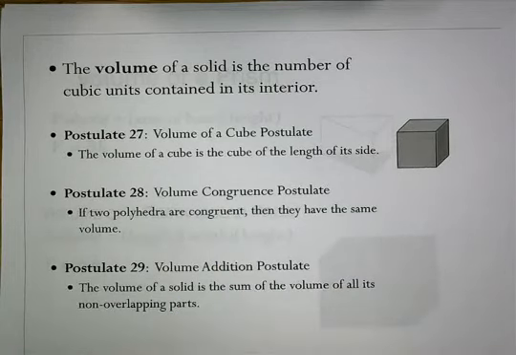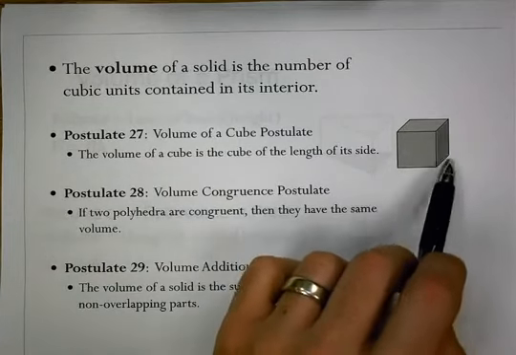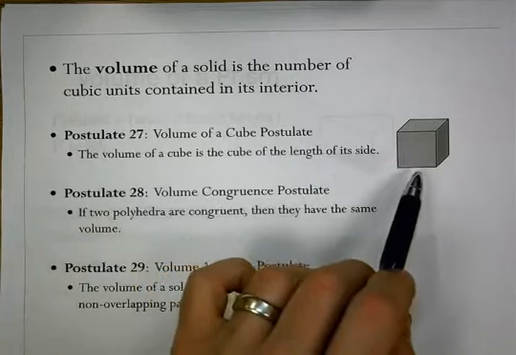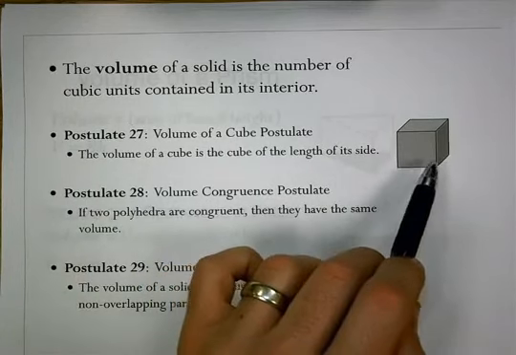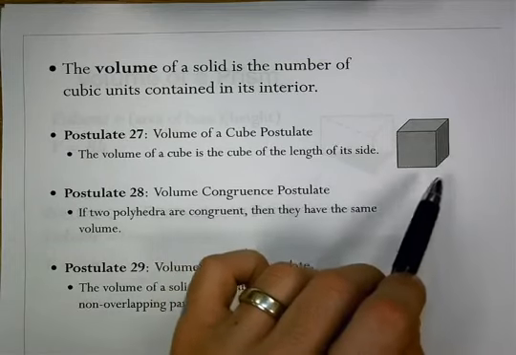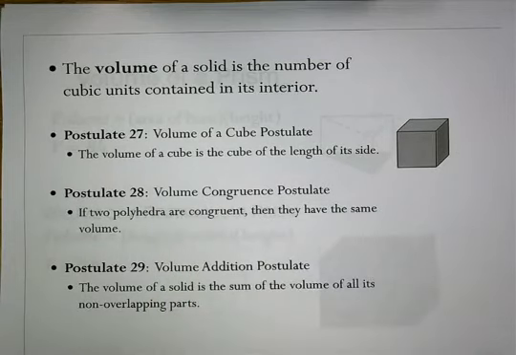Our first postulate says the volume of a cube is the cube of the length of its side. If each side length was 1 here, I would say it's 1 cubic unit, which relates back to this. If it was 2, I would do 2, 2, and 2, so I could do 2 cubed and find its volume would be 8 in that case.